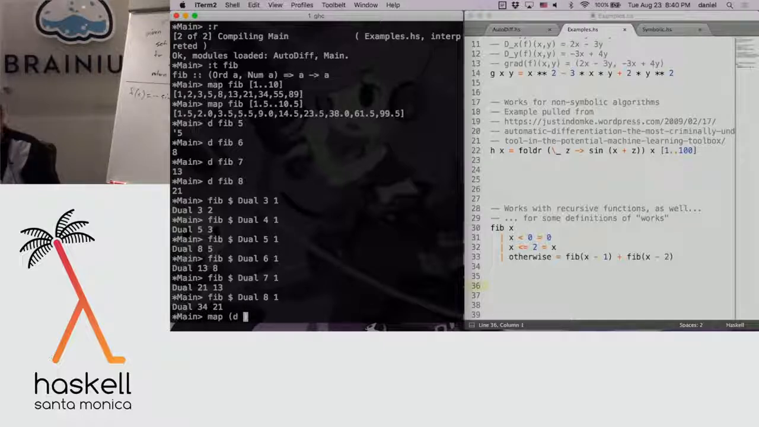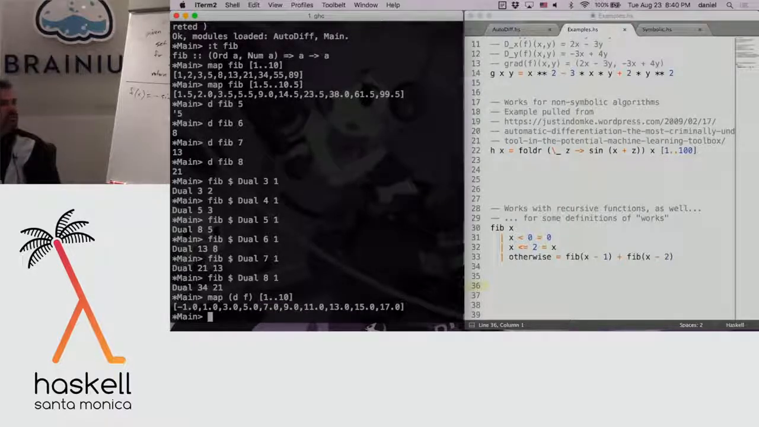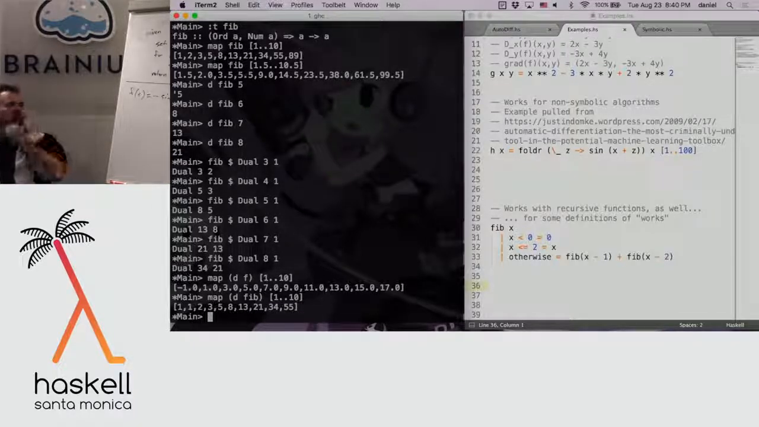Let's map d fib over 1 to 10. So 3, 5, 7, that's not right. Oh, d fib, sorry. There we go. 1, 1, 2, 3. Oh, it's the right Fibonacci sequence. 1, 1, 2, 3, 5, 8, 13, 21, and so on and so forth. So why is the derivative of the Fibonacci sequence the Fibonacci sequence? What does the derivative tell us? It tells us how much our function is changing at that instant. So how much are you adding to the Fibonacci sequence when the Fibonacci sequence is 34?